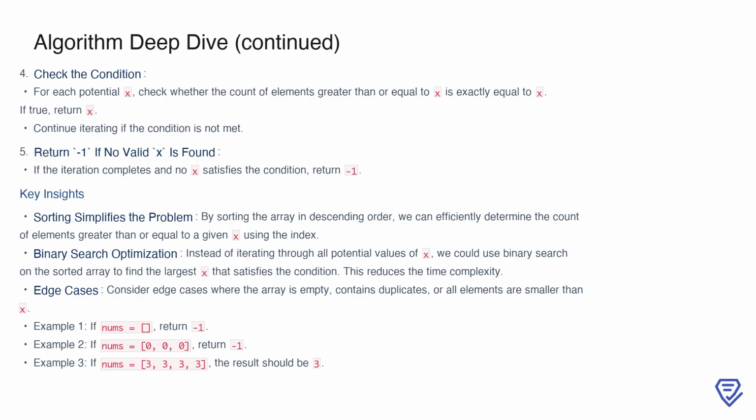To ensure correctness, we must also account for edge cases. For instance, if the array is empty, the result is -1. Similarly, if all elements are smaller than any potential x, or if the array contains repeated values like 3, 3, 3, 3, we must ensure the algorithm returns the correct result based on the problem's definition.